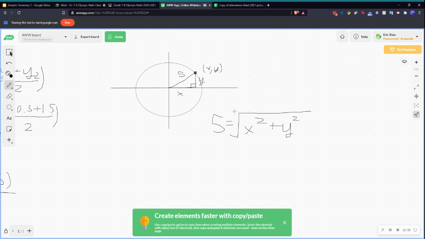And now what we can do is square both sides. We always want to get rid of a square root whenever we can. So let's square both sides. Now let's write the x squared and y squared on the left side this time. So x squared plus y squared is equal to 25.